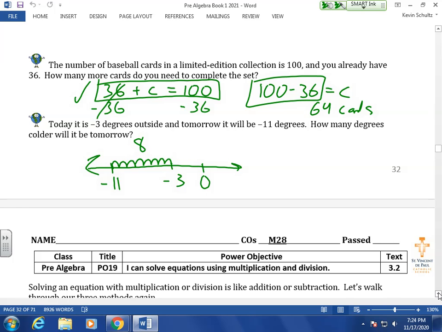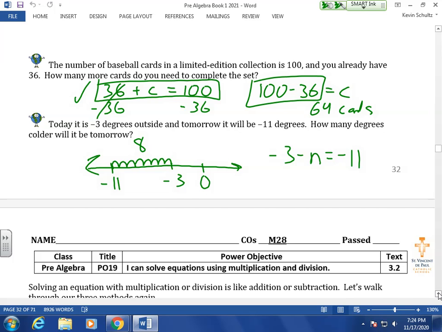Okay. As an equation, you could say that negative 3 minus n equals negative 11, and n would be 8 there. Negative 3 minus 8, right, equals negative 11. That would work. But most of you probably in your head, either on paper or in your head, just kind of counted from negative 3 down to negative 11, and it's 8 degrees colder.